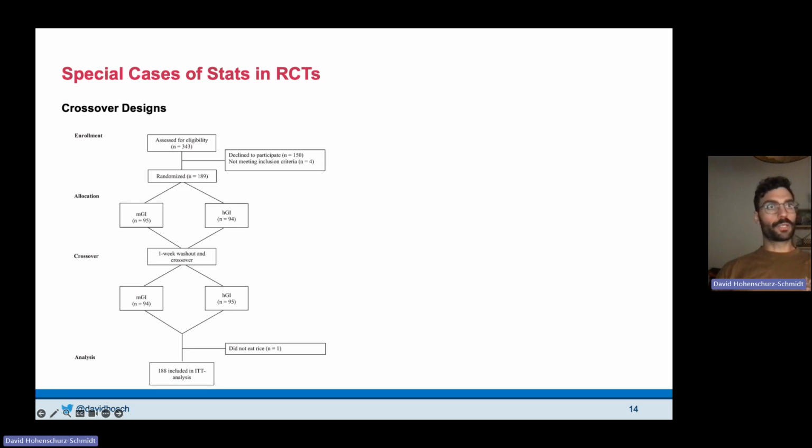You then put them all into the treatment analysis, apart from this one bugger here who didn't eat rice. I honestly don't know what the study was that I took this graph from, but how can you not eat rice? Anyway, what you're doing with this is you're hoping to increase your sample size, basically, because you're testing both treatments on everyone, rather than splitting your sample in the middle and testing one treatment on each group. But that comes with a few issues and challenges.